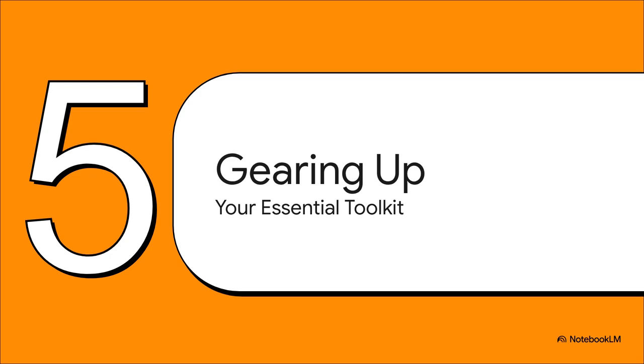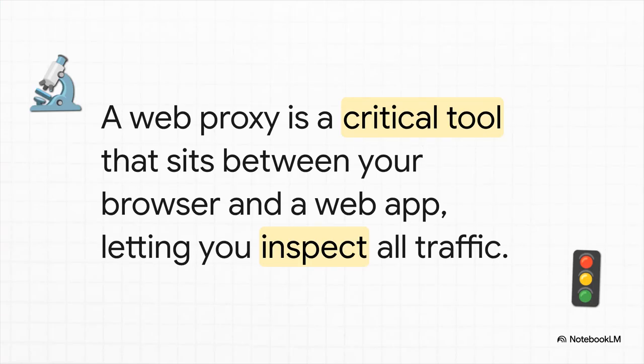Okay, we have our attacker machine, which is Kali Linux, and we have our victim application, DVWA. Now we just need the tools to connect those two. So let's talk about what is probably the single most important tool in a web pen tester's arsenal. That tool is a web proxy. A web proxy is like your digital microscope. It sits totally invisibly between your browser and the web application that you're testing. Every single piece of data, every request your browser sends, every response the server sends back, it all passes right through this proxy. And that lets you inspect it, tamper with it, and analyze everything.